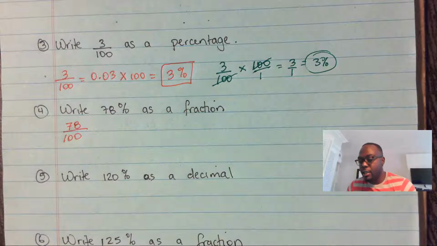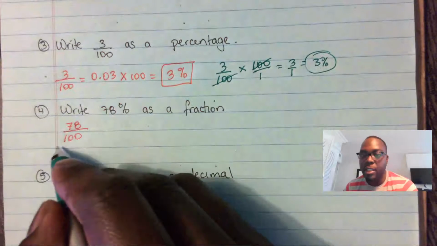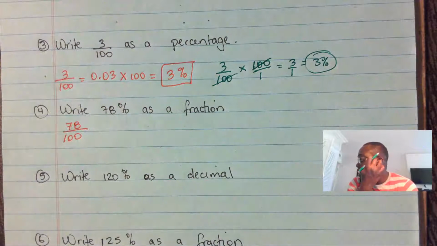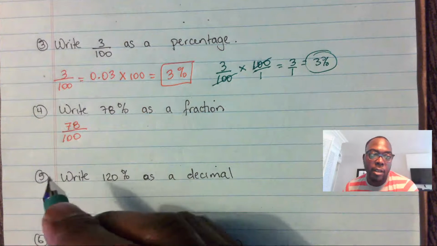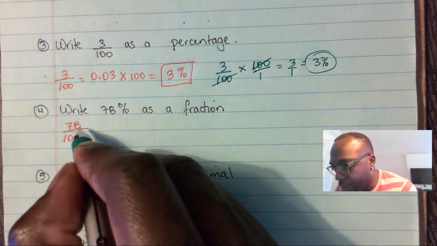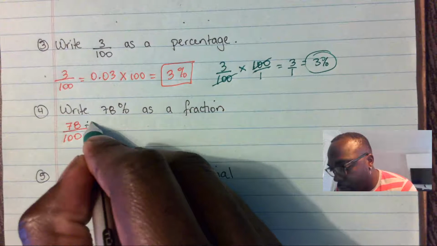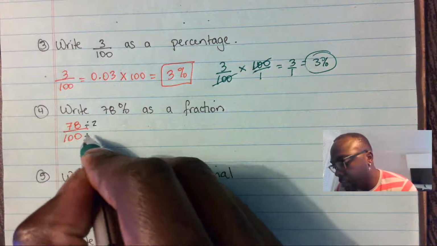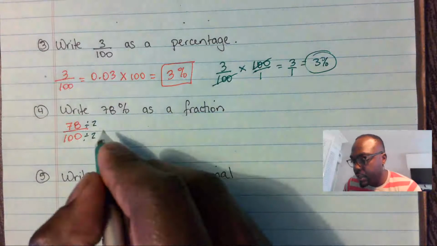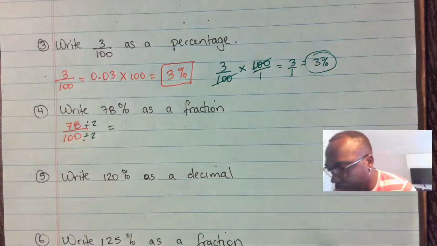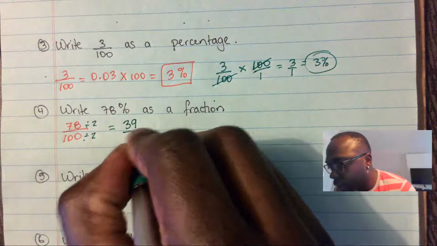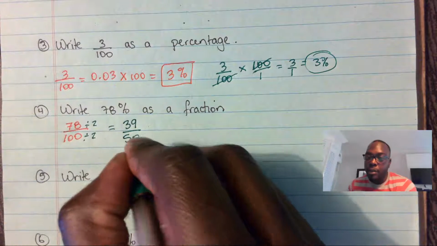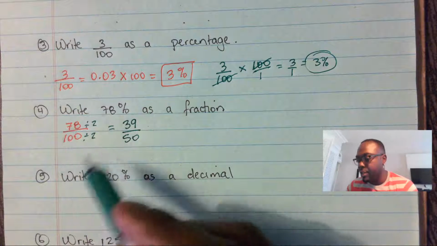So I look at 78 and I look at 100 and I ask myself, what numbers can go into both 78 and 100 without a remainder? So I said, all right, I'm going to divide 78 by 2 and I'm going to divide 100 by 2, which ends up giving me 39 over 50. Whenever you get a fraction, you always have to simplify it.